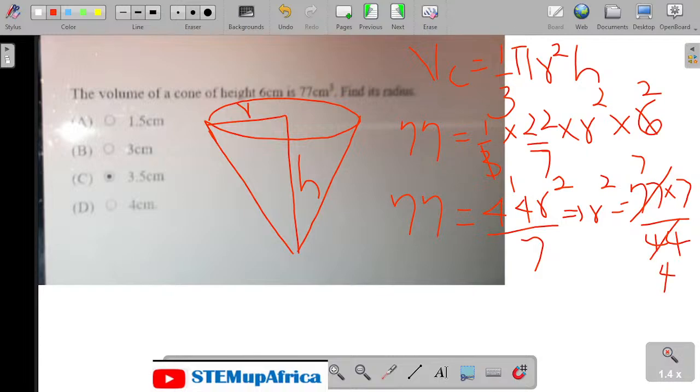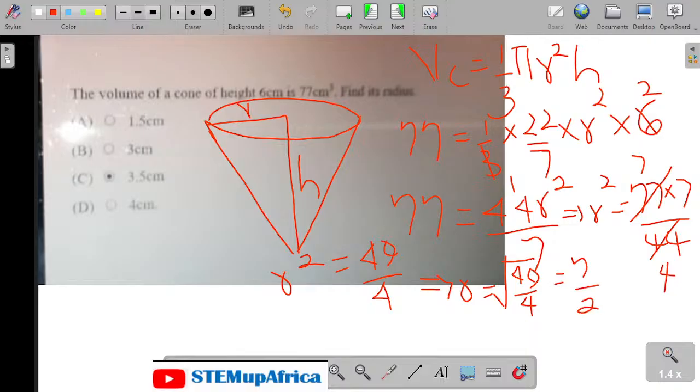So 7 times 7 will give us 49/4. Therefore, my radius now is square root of 49/4. Square root of 49 is 7. Square root of 4 is 2 centimeter. This time the radius is 7/2. And 7 divided by 2, that will give us 3 point 5. That is option C.